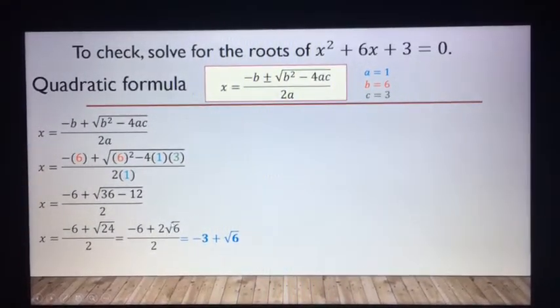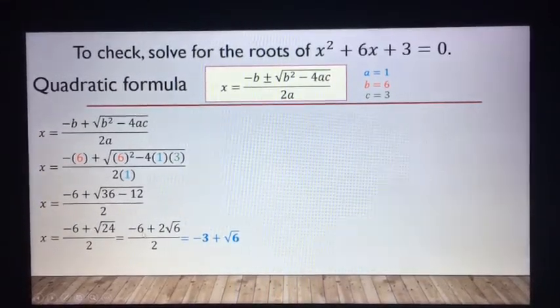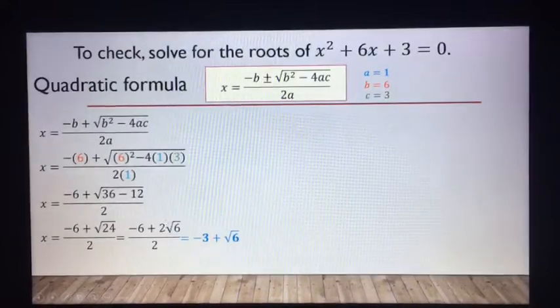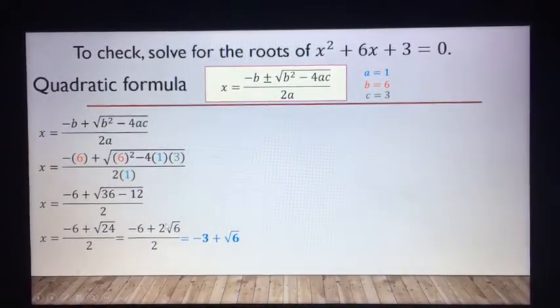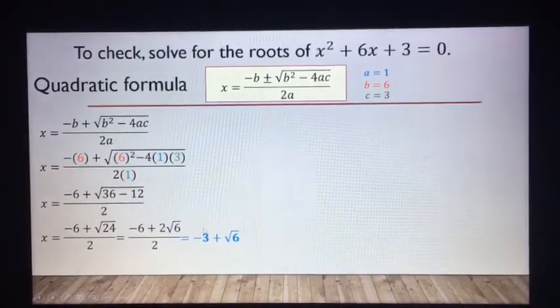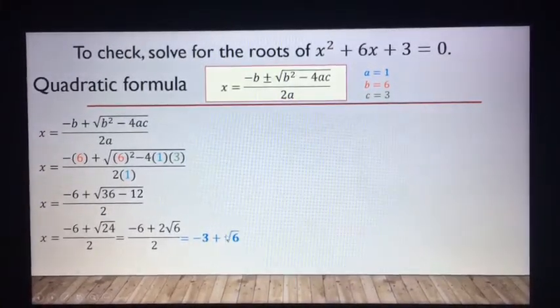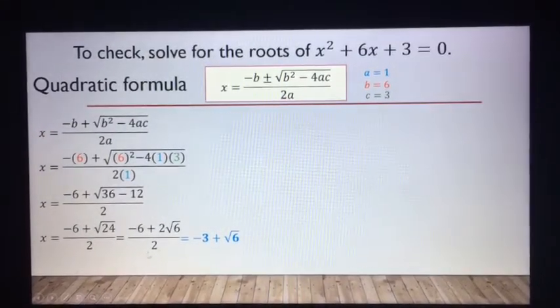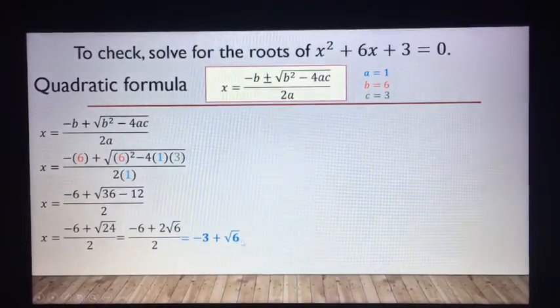Then, cancel out. Factor out po natin yung 2. 6 divided by 2 is 3. Cancel out po natin yung 2 dito. And then, 2 divided by 2 is 1. So, pag 1 ang numerical coefficient, hindi na natin siya kailangan isulat. Then, makakancel out na rin po yung 2 dito. So, the simplified form is negative 3 plus square root of 6.